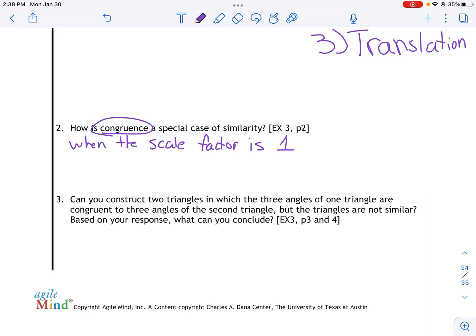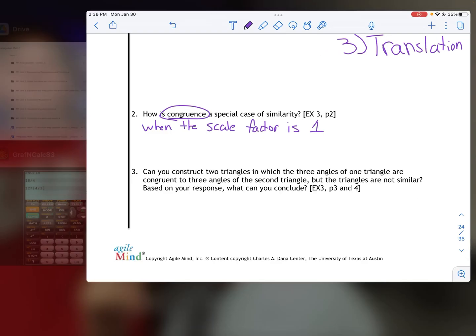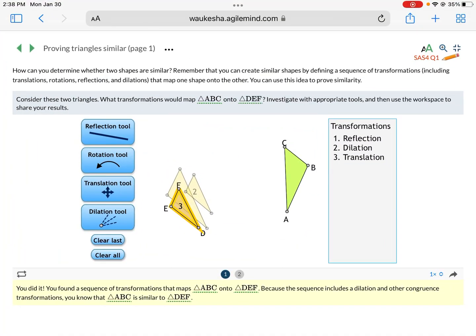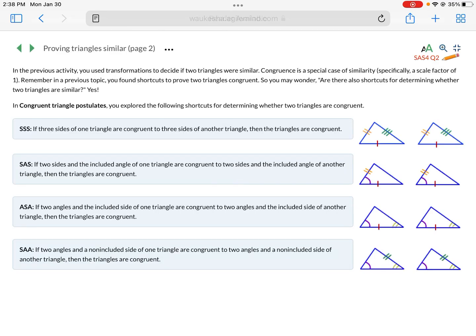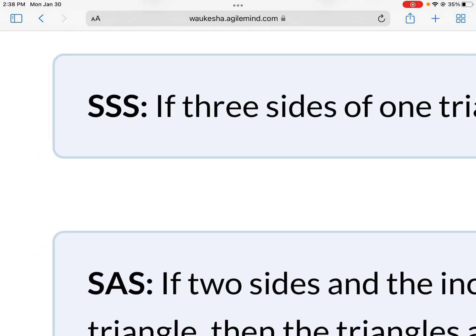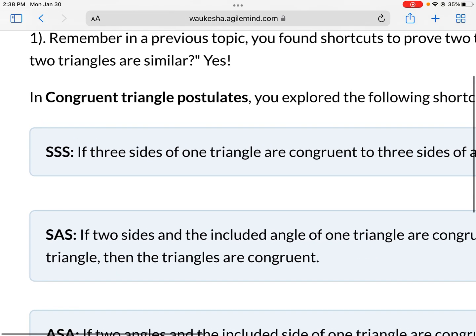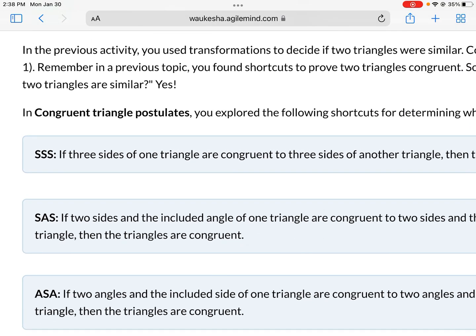Number 3, can you construct 2 triangles in which the 3 angles of one triangle are congruent to the 3 angles of the second triangle, but the triangles are not similar? Okay, so again, the online version actually does a really good job of this. So in the online version, let me show it to you guys. It is right here. So if you guys remember, we are talking about angle.